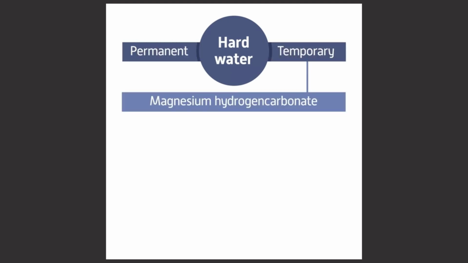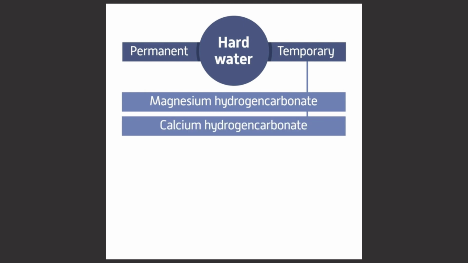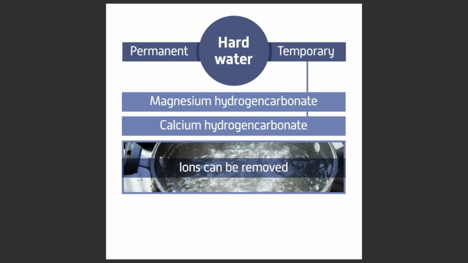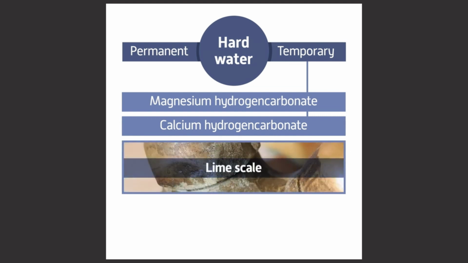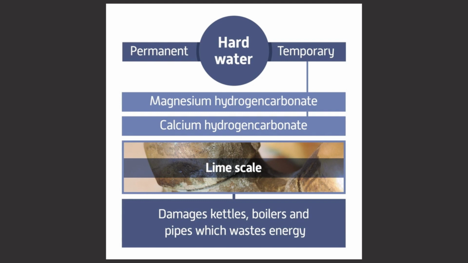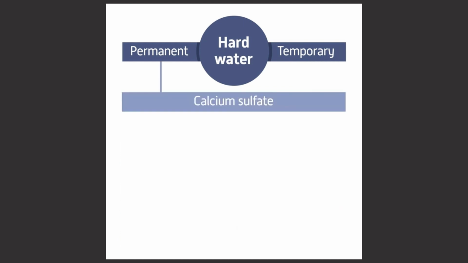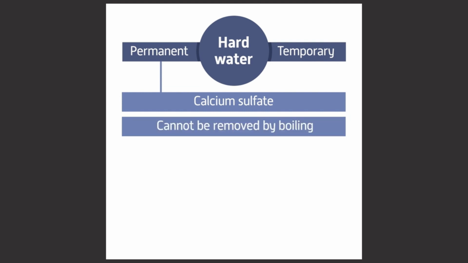There are two types of hard water, permanent and temporary. You'll find magnesium hydrogen carbonate and calcium hydrogen carbonate dissolved into temporary hard water. The ions can be removed by boiling the water. Limescale then forms. This can fur up kettles, boilers and pipes, which damages them and wastes energy as the transfer of thermal energy is reduced.